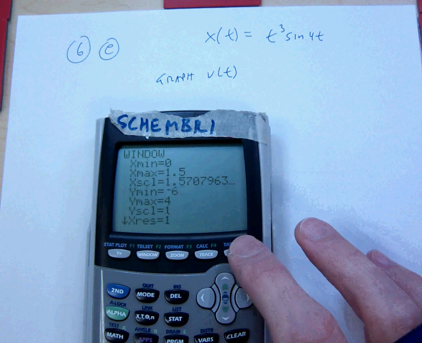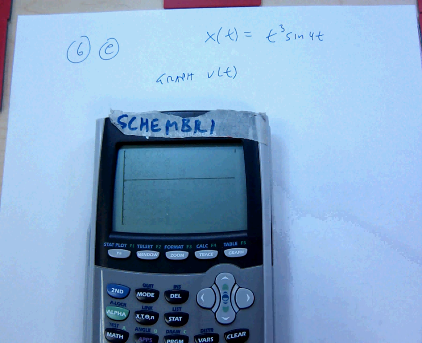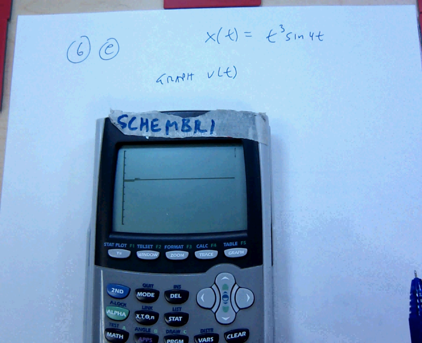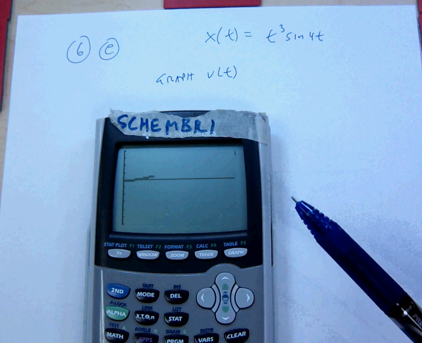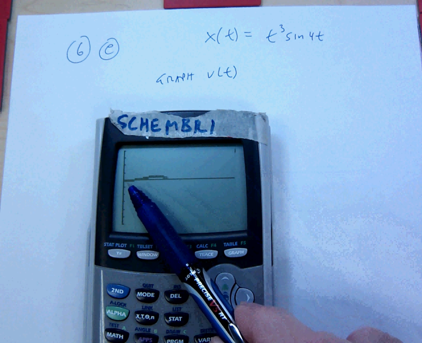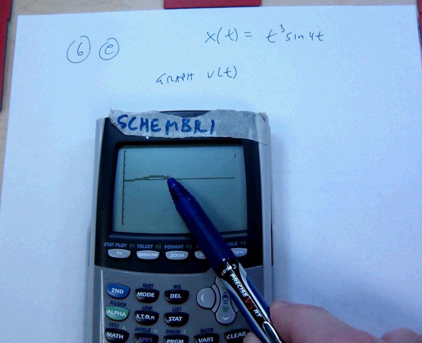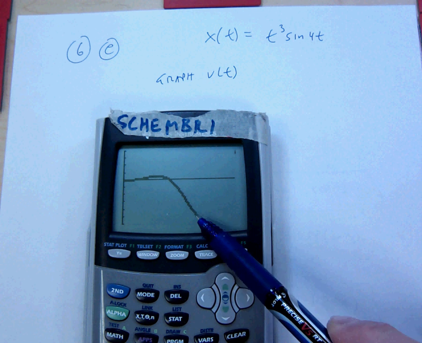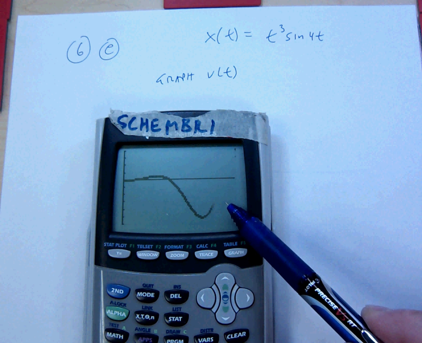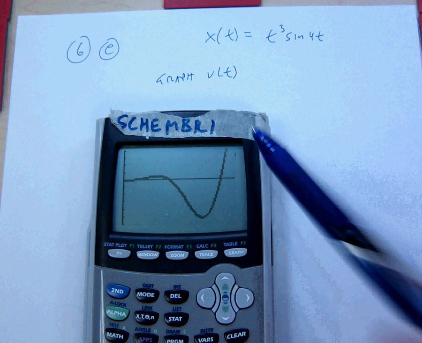Okay, so you can see what's happening, right? The graph looks like it starts below the x-axis, it goes above, it comes below, and then it goes above and stays above on the rest of the interval. Is that clear?